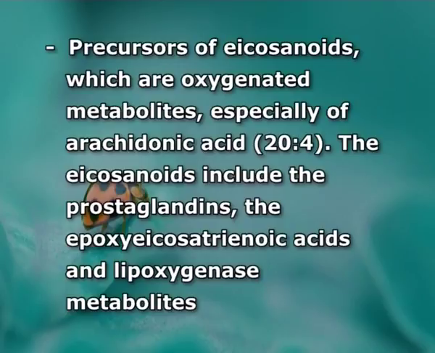One size class, C20, of PUFAs is important as precursors of eicosanoids, which are oxygenated metabolites, especially of arachidonic acid 20:4. The eicosanoids include the prostaglandins, the epoxyeicosatrienoic acids, and lipoxygenase metabolites. They have been implicated in various aspects of insect physiology, including induction of egg laying in crickets, regulation of cellular immunity in Lepidoptera, Diptera, and Homoptera, and control of fluid secretion rates in tick salivary glands.